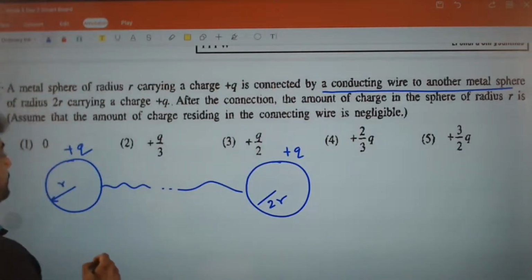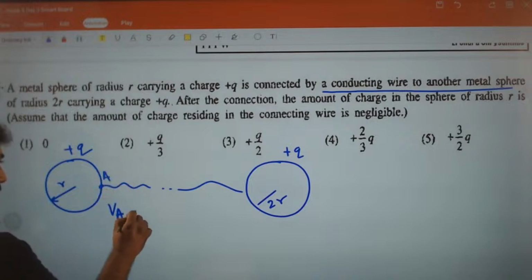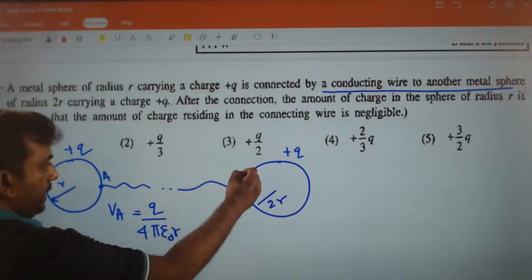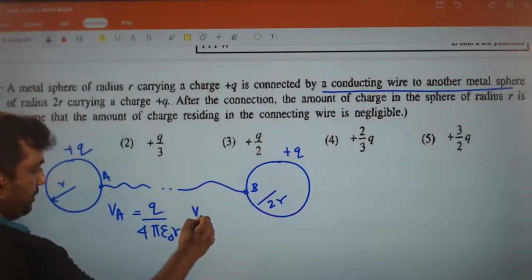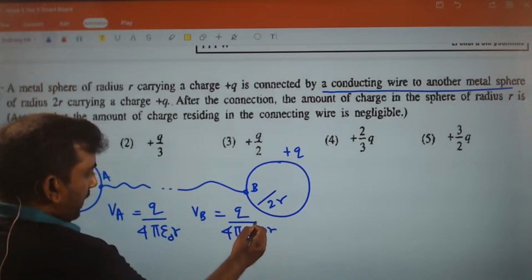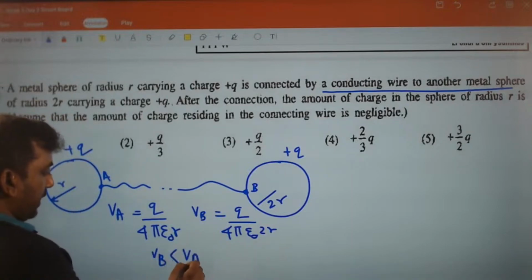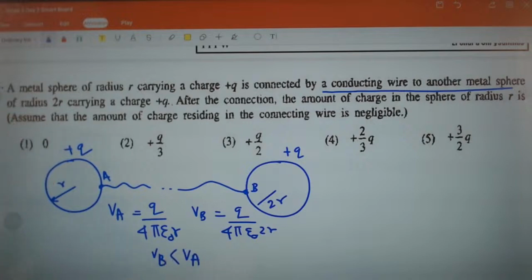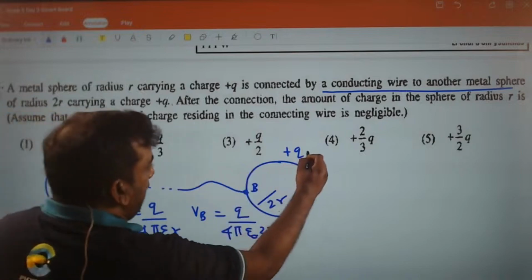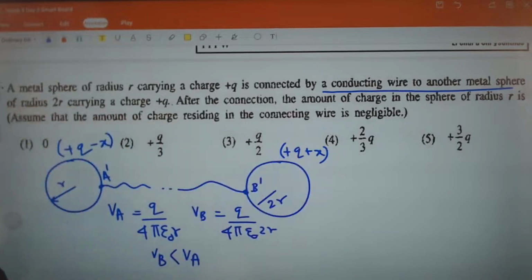Right. So what is happening here? Potential A is Q divided by 4 pi epsilon naught R. Here potential B is Q divided by 4 pi epsilon naught 2R. Denominator becomes larger, means potential is less. V_B is less than V_A. Now when I connect this from high potential to low potential, charges will travel until the potentials are equal.